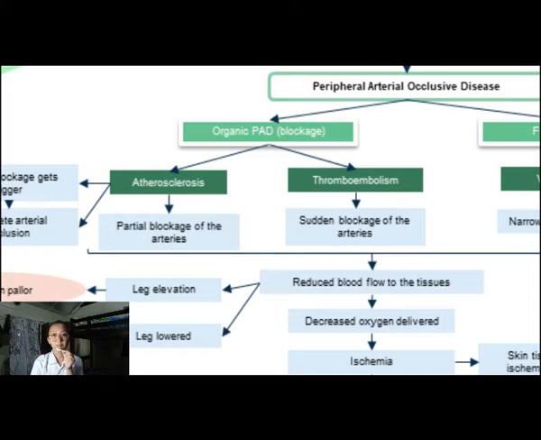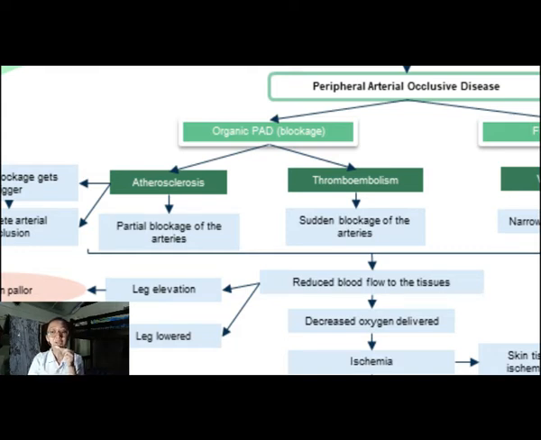First, we have organic PAOD. These are caused by blockage in the arteries. It is most commonly created by atherosclerosis. Atherosclerosis is a buildup of lipids and fibrous material just under the inner lining of the blood vessel called the tunica intima. When plaque builds up, it narrows the artery, which reduces perfusion to whatever tissue it tends to supply. This buildup usually happens over the course of many years.